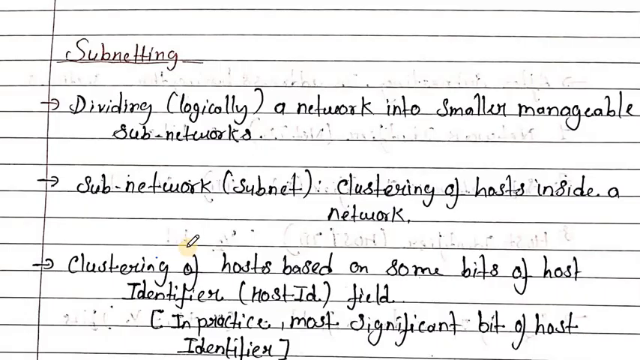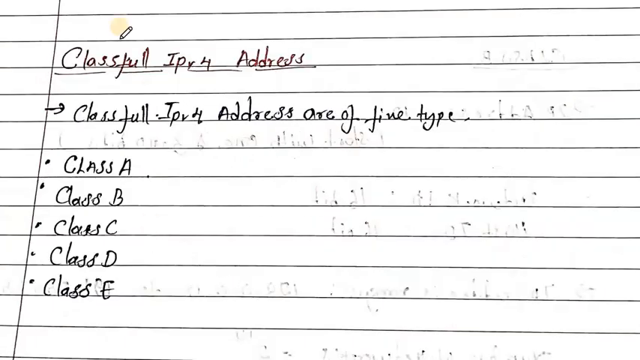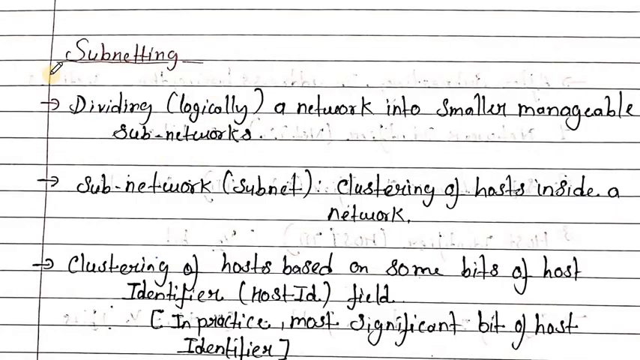So in our previous video we covered classful IPv4 addresses. There are 5 types of IPv4 address classification: A, B, C, D, E. Today we will see subnetting. In subnetting, we divide an IPv4 network logically. It is a logical division of a network into smaller manageable subnetworks.